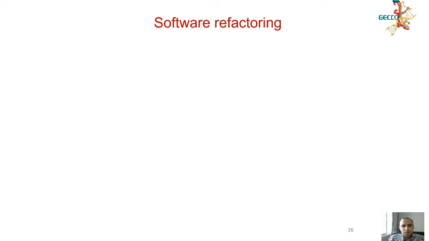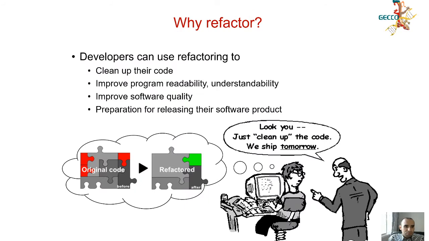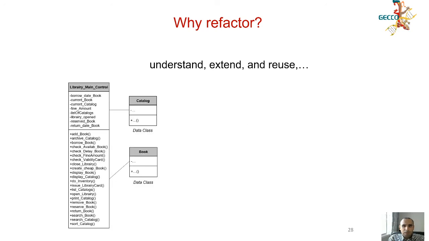Today, most of the modern IDEs, like Eclipse, NetBeans, and almost all existing IDEs, provide automated support for refactoring. We typically refactor to clean up the code, to improve program readability and understandability, to improve the software quality, or to prepare for releasing the software product. Mainly, we refactor the code to better understand it, to better extend it, and to improve the reusability of the software system.